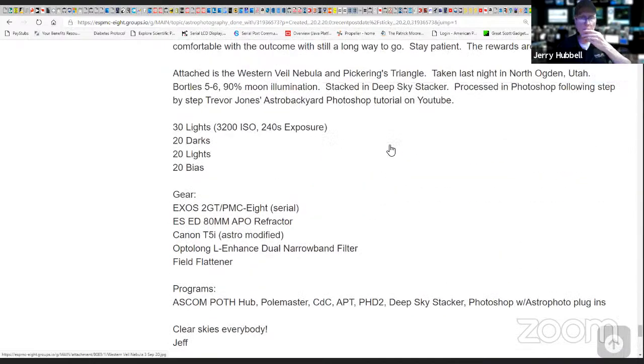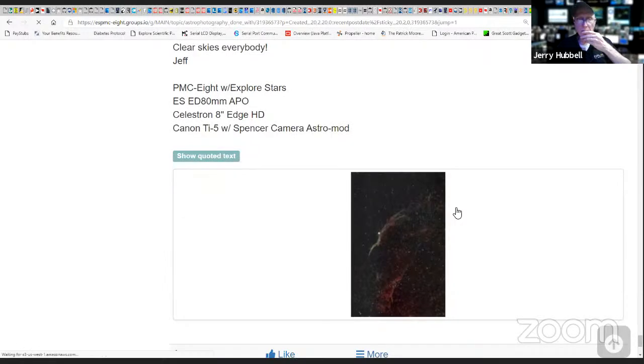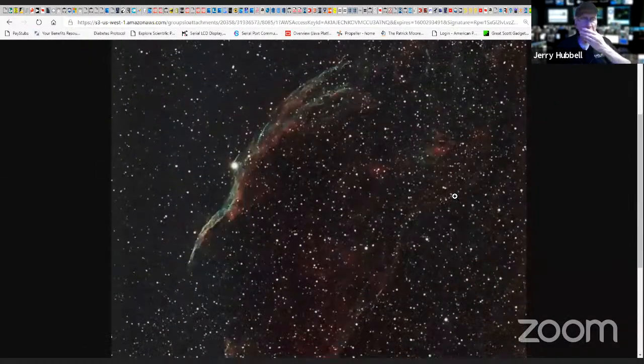Here's one more from, oh, that's Jeff. He's got the Veil Nebula. Oh yeah. Cool. Nice. Sharp, tiny stars. Yeah, let me show you.